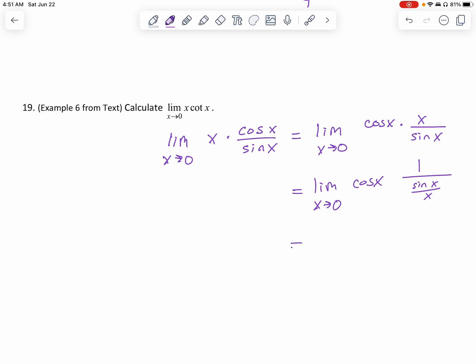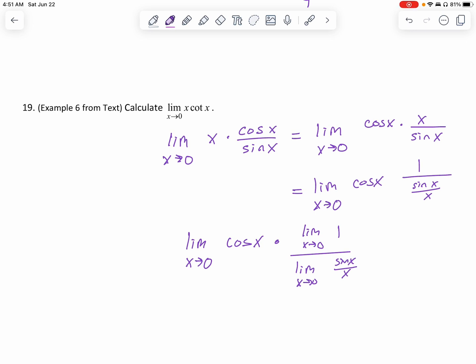Since limits follow the quotient rule, I can split this up into 3 pieces. I have the limit as x goes to 0 of cosine x, times the limit as x goes to 0 of 1 over the limit as x goes to 0 of sine of x over x. I can do that because of the product rule and the quotient rule of limits. It says that I can split that into pieces.